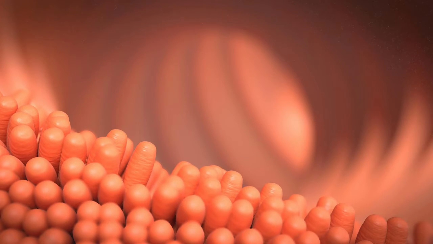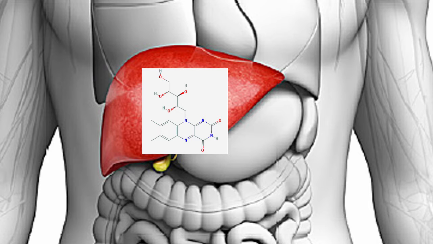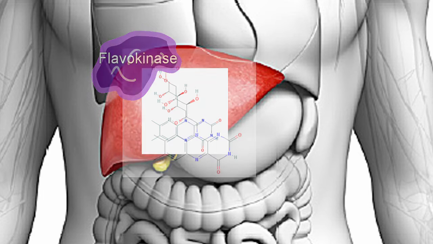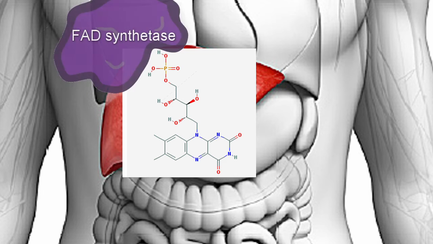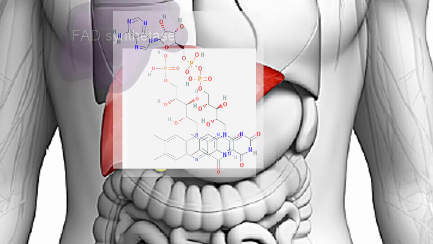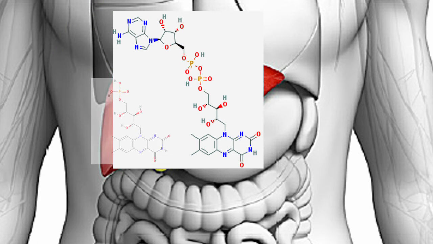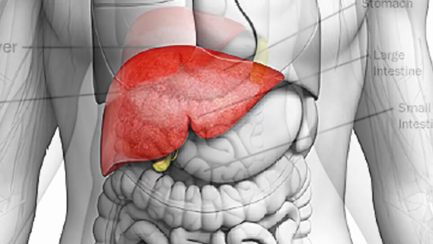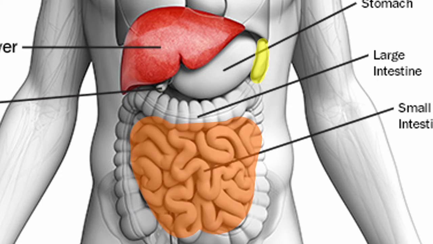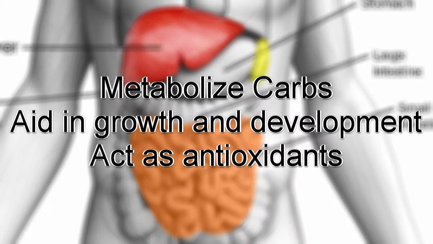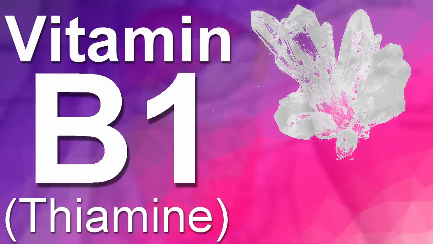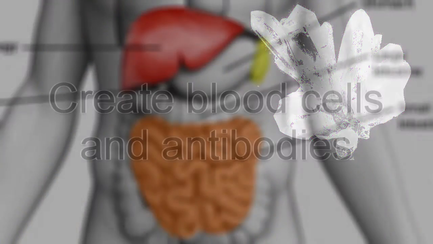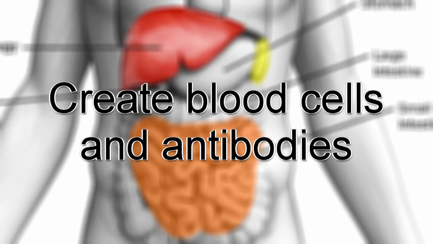The dissolved riboflavin then moves up to the liver, where it can combine with flavokinase to create FMN, and if needed, FAD synthetase to create, well, FAD of course. FMN and FAD are coenzymes that can stain the liver, but they are also found in the spleen and small intestine. They help with metabolizing carbs, aiding in growth and development, and acting as antioxidants. Sounds a lot like vitamin B1, doesn't it? But in addition to that, they also help create new blood cells and antibodies.